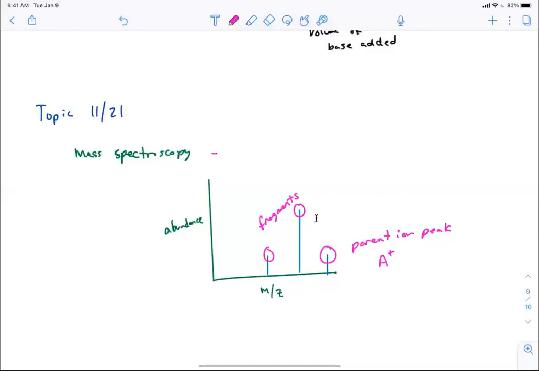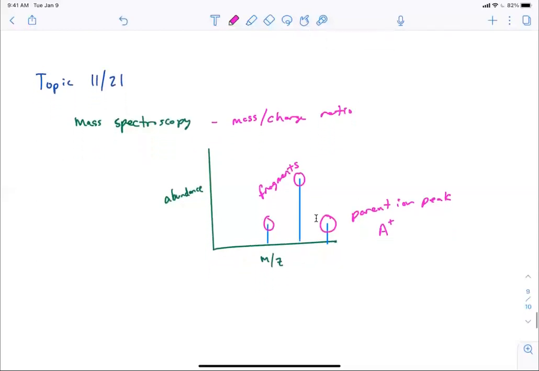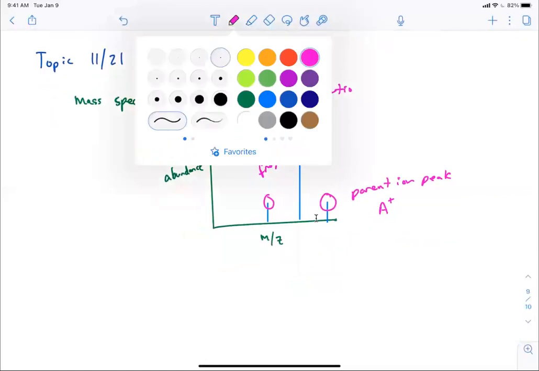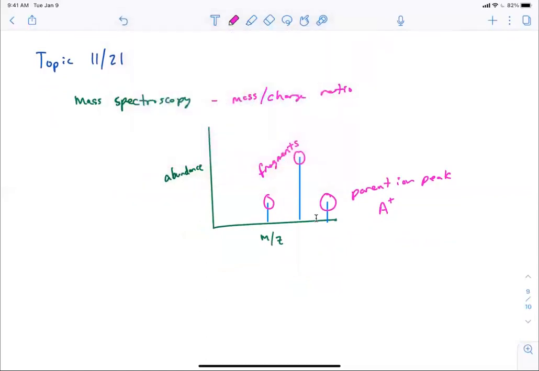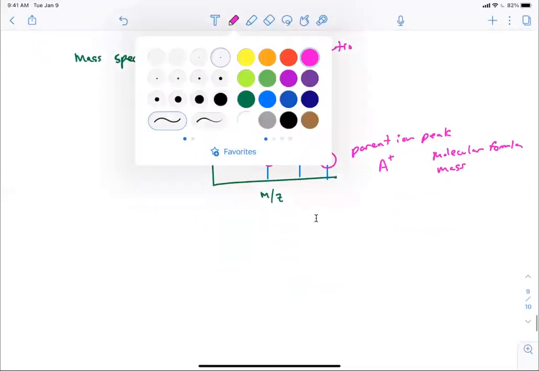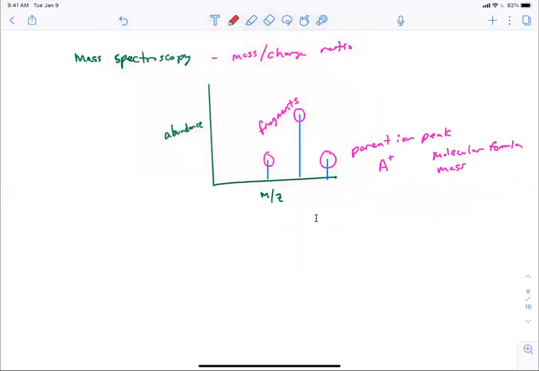Mass spectroscopy uses mass to charge ratio to identify what species are showing up in the compound. It's really only useful for empirical or molecular formula mass, and maybe eliminating some possible isomers from the structure.